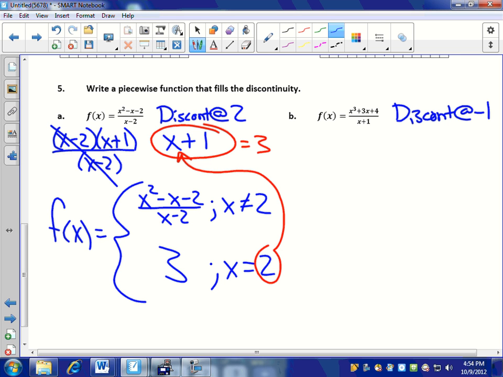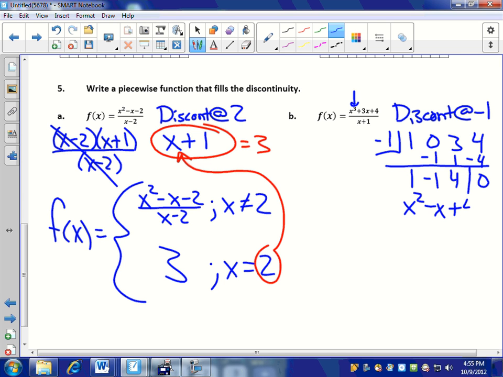All right, letter B. This is a cubic. It doesn't factor the way that you would want it to. But I know that it does divide by x plus 1. How do you divide? Very simple. Synthetic division. 1, 0, 3, 4. Bring down your 1, multiply, add, multiply, add, multiply. X squared minus x plus 4. That's what it wants to look like.